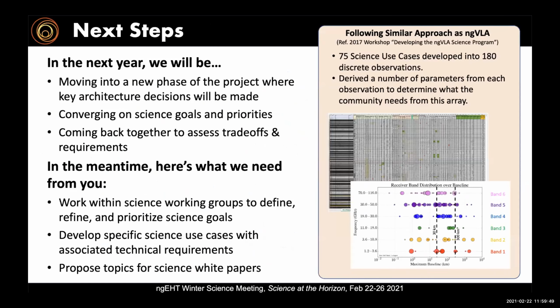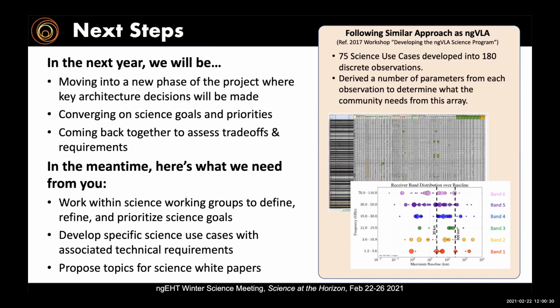All right, so I just want to end on this thought about next steps. We are going to be moving into a new phase of this project where we are going to start to make some key architecture decisions. We need to start converging on science goals and priorities. That's why this is such an important meeting for the project, to really build the community, to understand what the priorities are and what people are most excited about in using this array for. We would like to come back as a community to assess trade-offs and look at requirements within the next year.